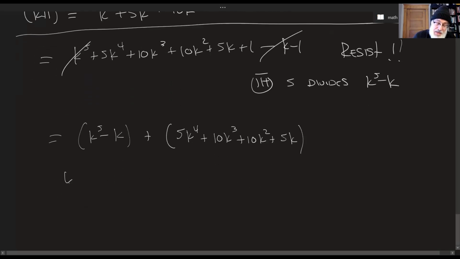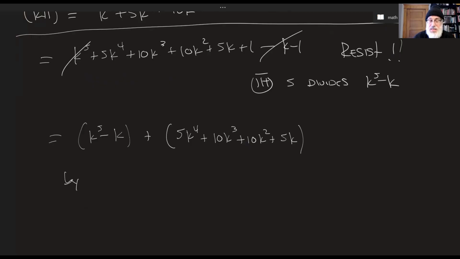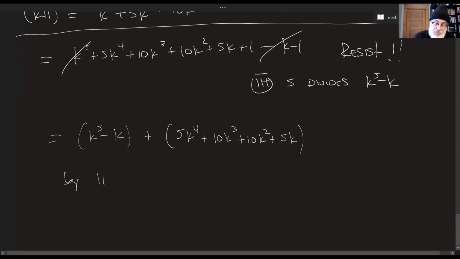Okay, so by the induction hypothesis, again, 5 divides k^5 minus k, which means that we can write k^5 minus k as an integer multiple of 5. Let's call it 5m. So m is some integer.